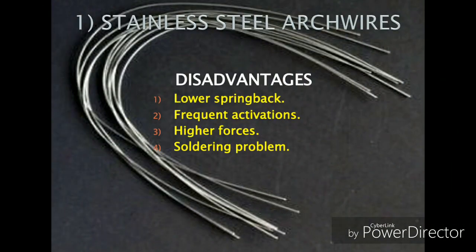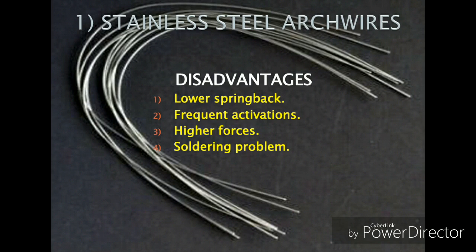Now let's talk about the disadvantages of stainless steel arch wires. First is the lower spring back property. It has a lower spring back property than the nickel titanium alloys, which makes it a poor initial alignment arch wire. Secondly, more frequent activations are required because of the high stiffness of the stainless steel arch wires.